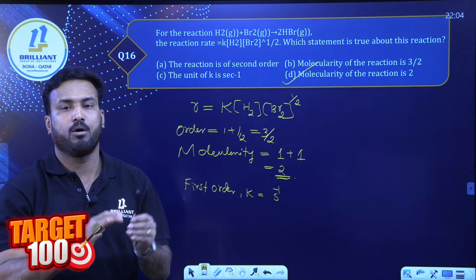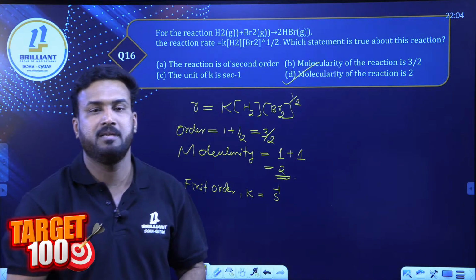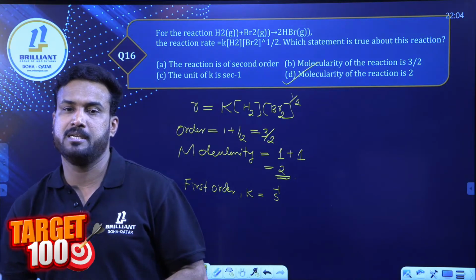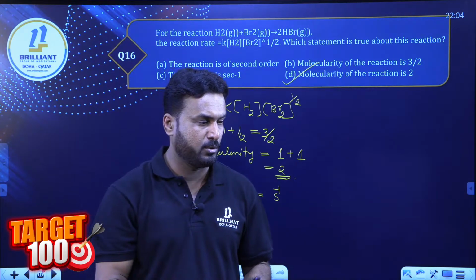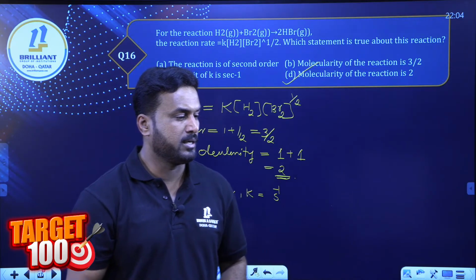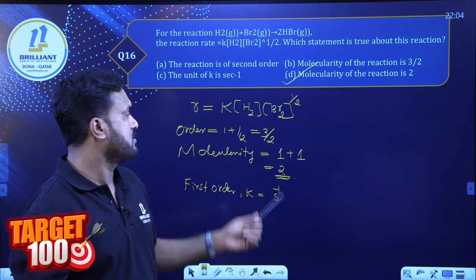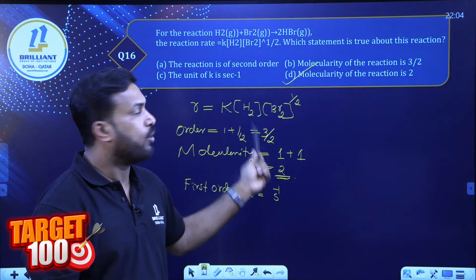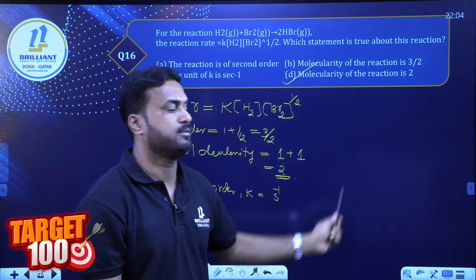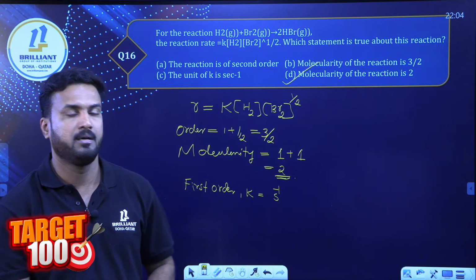So almost all types of questions we came across in this chapter. You know, this is a physical chemistry chapter. Numerical questions are there. Yes, 1 plus 1 by 2 according to the rate equation, that is 3 by 2. So order is 3 by 2, but that order is not given. They are saying molecularity is 3 by 2. So the correct answer is anyway molecularity.